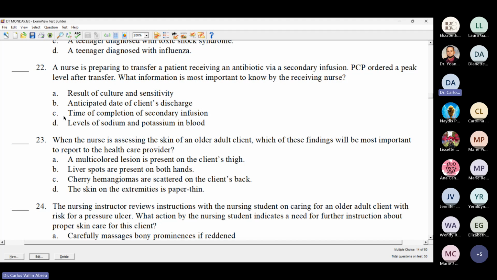So the right answer here is C, time of completion of the secondary infusion. Sodium has nothing to do with antibiotics. The date of the client has nothing to do with it. And the result of the culture and sensitivity has nothing to do with the peak level of the medication.